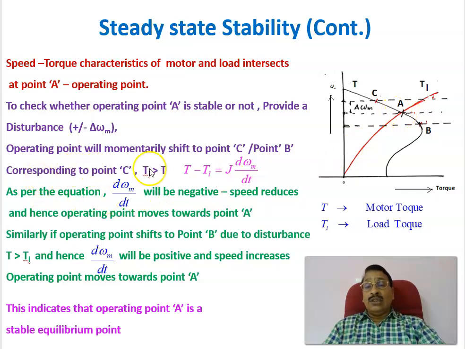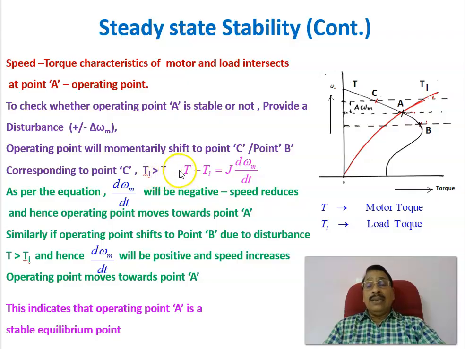Corresponding to the point C, if it is momentarily shifted to point C here, then the motor torque, this one, is less than the load torque, this one. We can say that the load torque is more than the motor torque. TL is more than T.